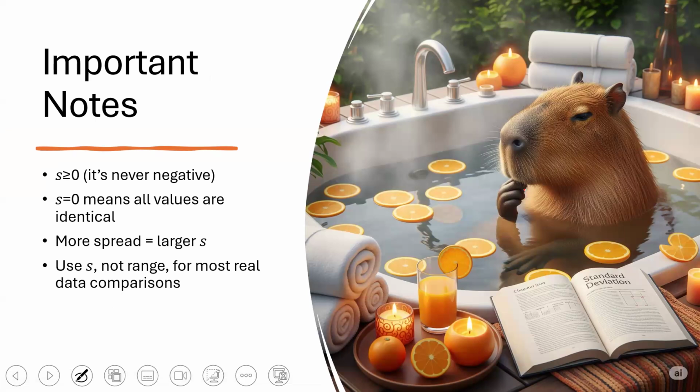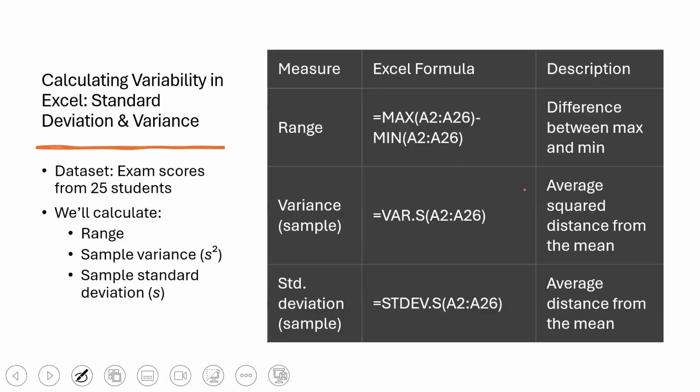All right, let's review some quick facts about standard deviation. Standard deviation is never negative. If standard deviation is 0, it means every value in the data set is the same. The greater the spread, the larger the standard deviation. Standard deviation is more informative than the range and is preferred in most real-world comparisons. If you remember one thing, standard deviation gives you a reliable sense of how typical or unusual any single value is within a data set.